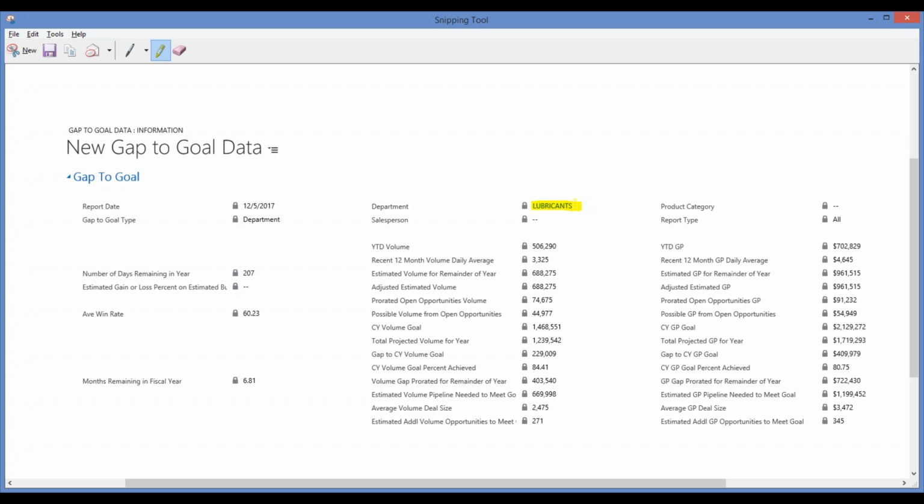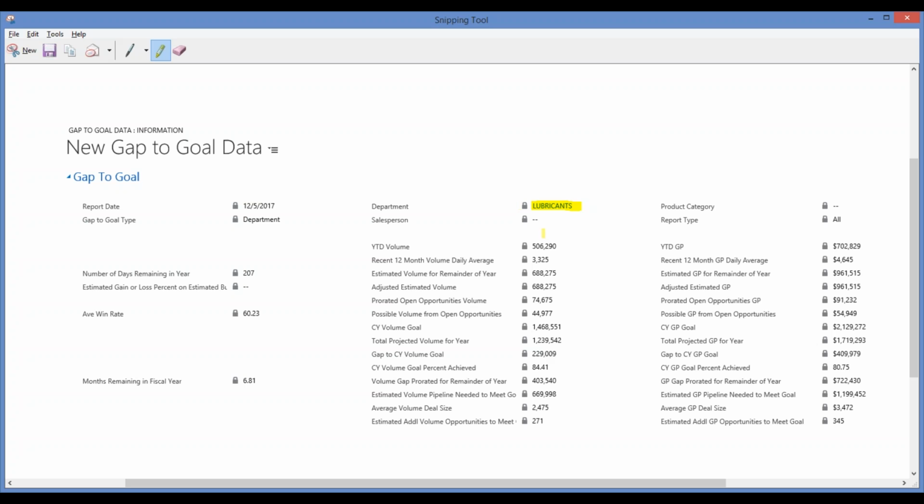I could also run this analysis for a particular salesperson. So I could get this down to an individual level, and even an individual level at the department level. How's, let's say, Steve doing on hitting his lubricant goal? Or how is Steve doing on hitting his fuel goal? Really a lot of different combinations: department, salesperson, how's my company doing? In this case, I'm looking at lubricants.